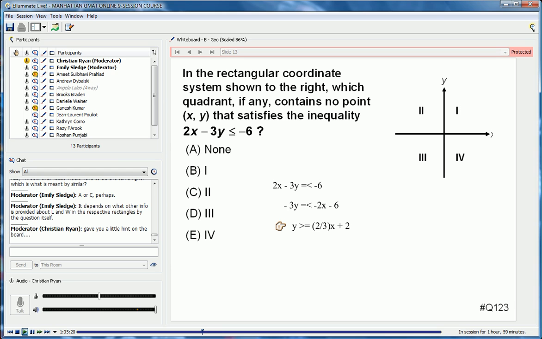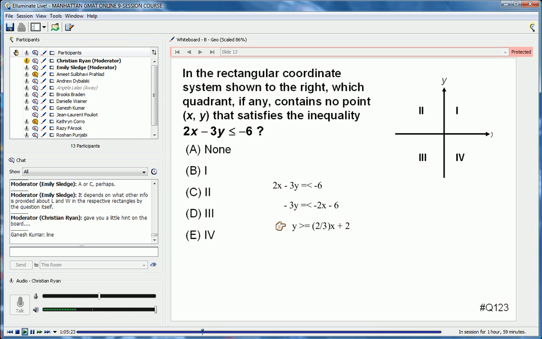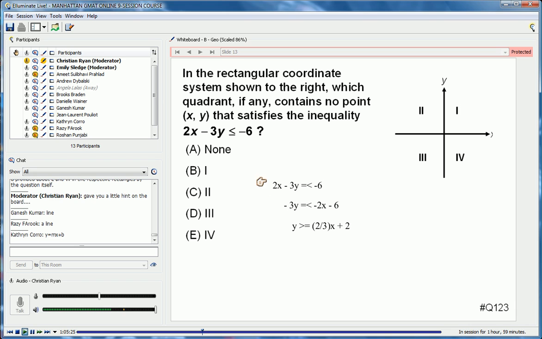Once we get it to y is greater than or equal to 2/3 x plus 2, which is really algebraic manipulation. Yeah, it looks like a line, and in fact, y equals mx plus b. Catherine, can you jump on the mic and tell us what that means to you? It's just essentially the definition of a line. So if you plug in different variables that work in that equation, those will indicate the points on a line.